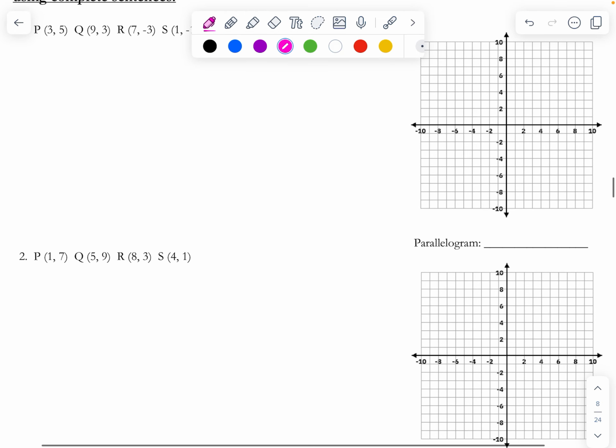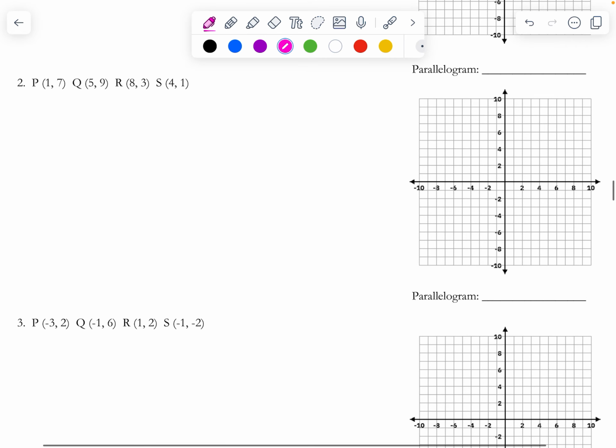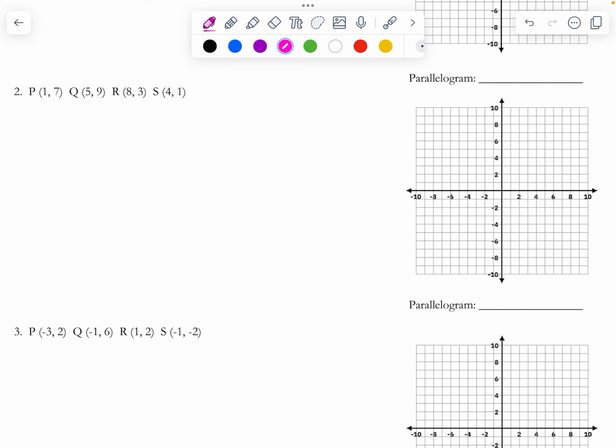So I'm going to go ahead and let's do number two. Let's take a look. So 1, 7. I'm going to graph 1, 7, and this is letter P. Then I'm going to go to 5, 9. 5, 9 is all the way up here, and this is Q. And then 8, 3 is right over here, and that is R. And then lastly, let's do red. Why not? 4, 1 is right here, and that's my last letter, S.